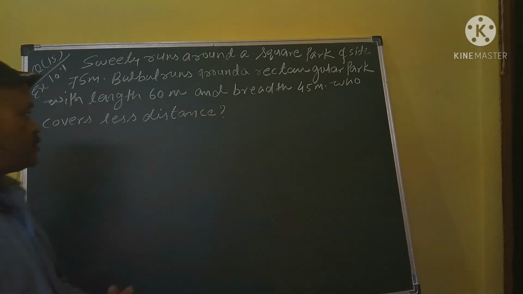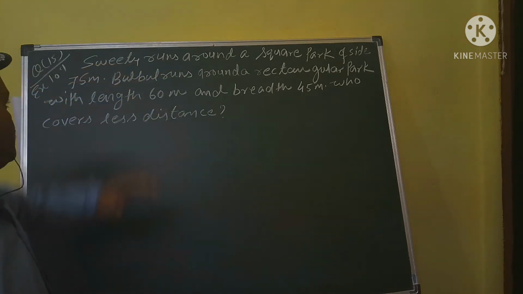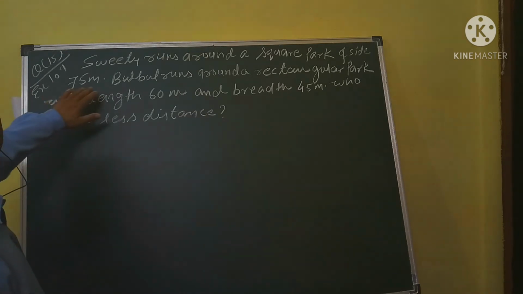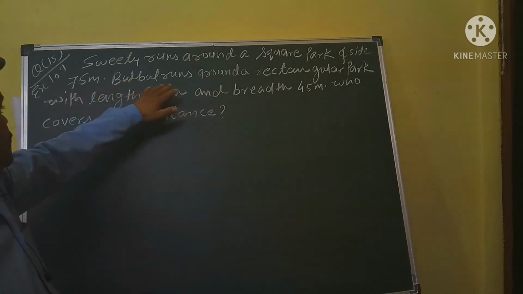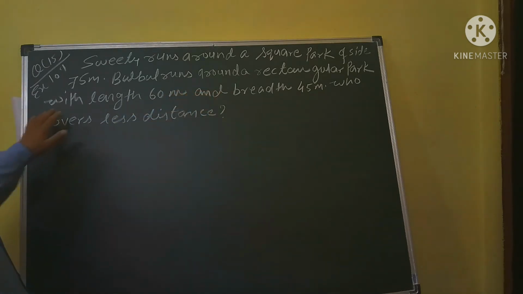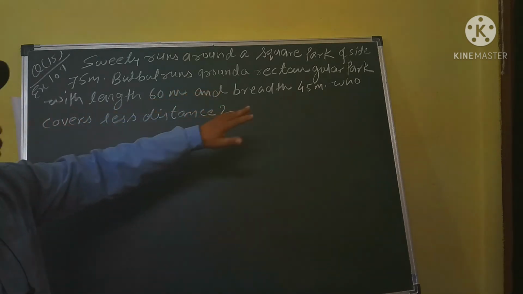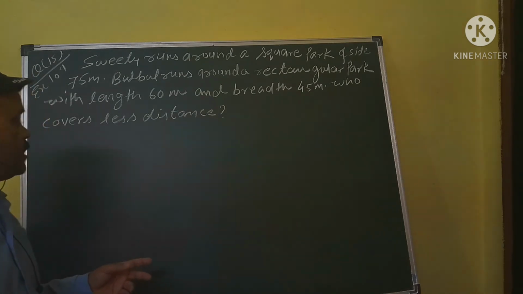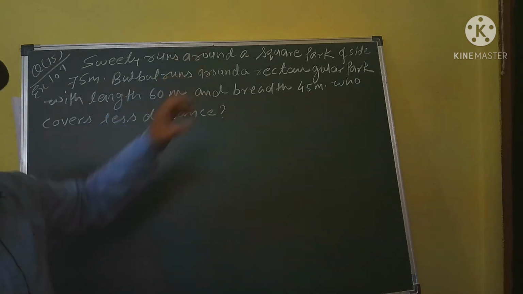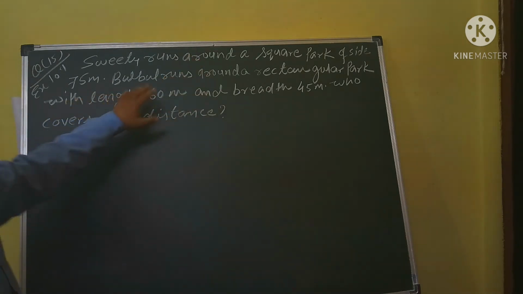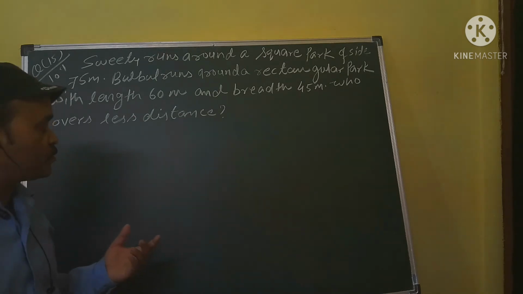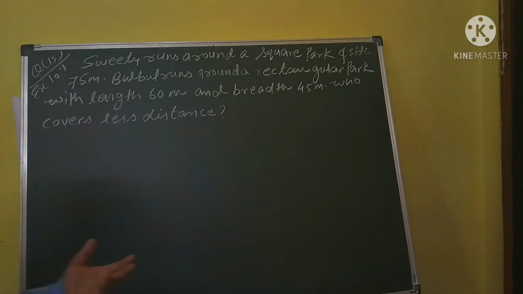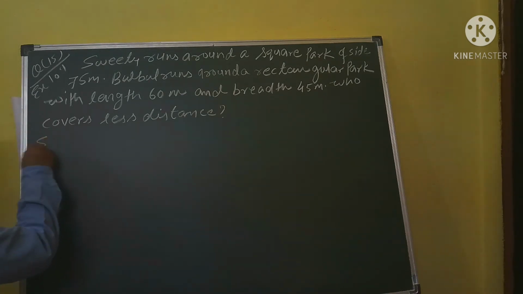Now look here, my dear student, your question is: Sweetie runs around a square park of side 75 meter. Bulbul runs around a rectangular park with length 60 meter and breadth 45 meter. Okay, who covers less distance? In this question there are two persons, Sweetie and Bulbul. Sweetie runs around a square park and Bulbul runs around a rectangular park. So we will find out who covers less distance. Now we will discuss the solution for this question.